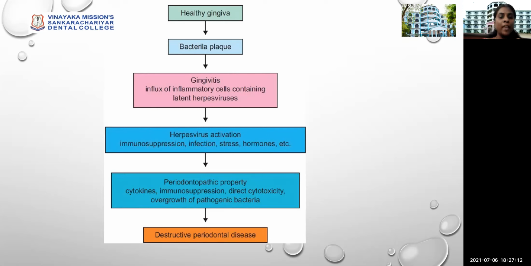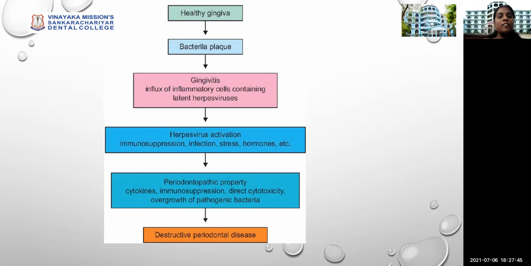What do you mean by latent herpes? In case I had a herpes infection at a younger age, these viruses will be latent in my inflammatory cells. And these cells are activated by immunosuppression or infection, stress or hormones. When these viruses are active, they will show periodontopathic property. What does it mean? They release cytokines, they cause immunosuppression, they also cause direct cytotoxicity, which will further lead to overgrowth of pathogenic bacteria, further causing destructive periodontal disease.